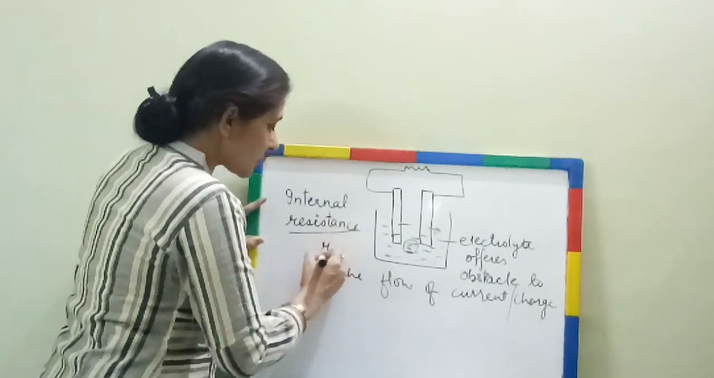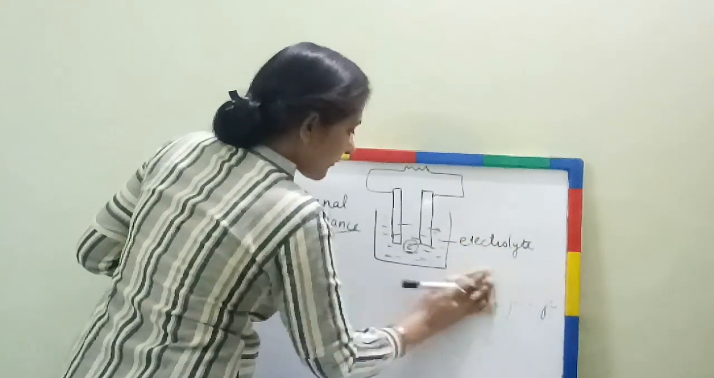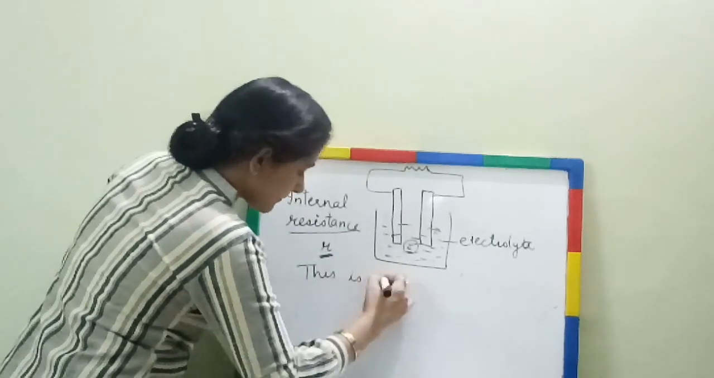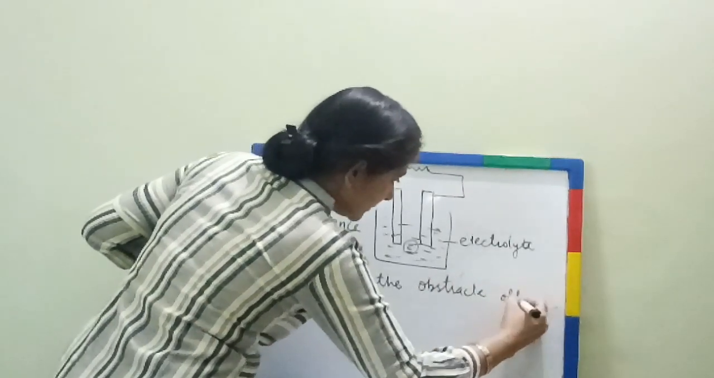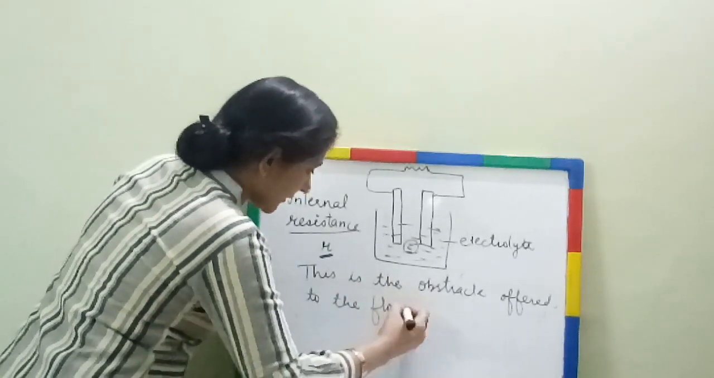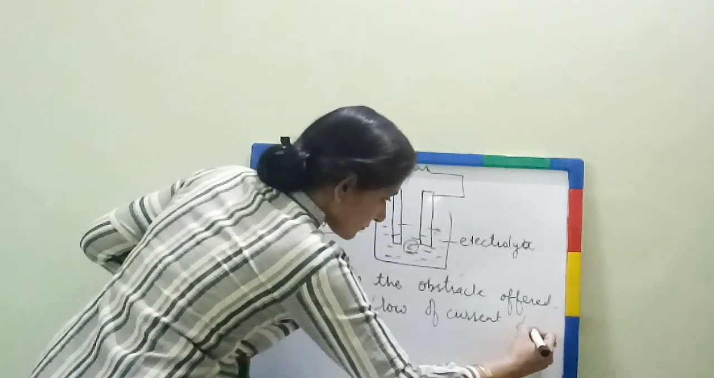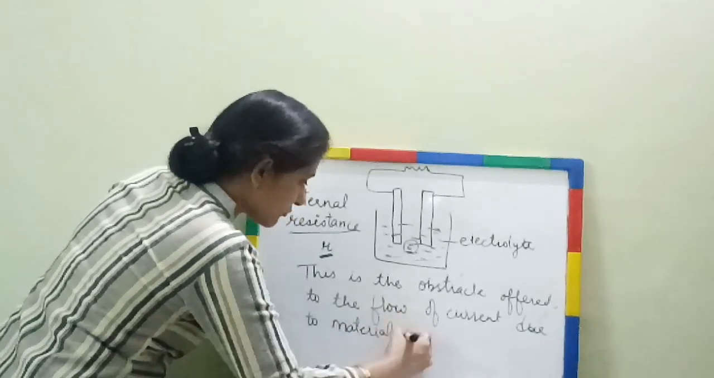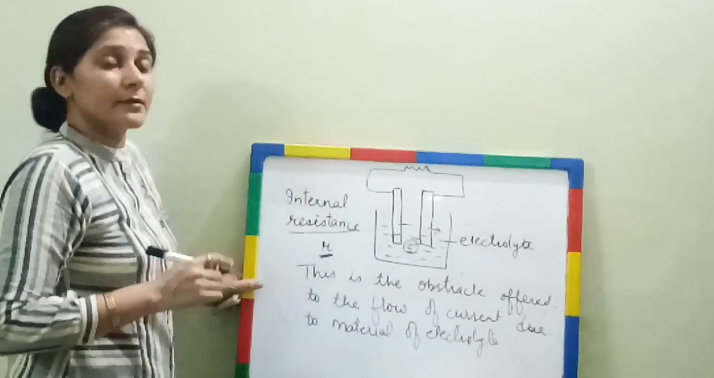It is represented by small r. So what can we write for internal resistance? This is the obstacle offered to the flow of charge or current due to the material of the electrolyte. This is known as internal resistance.